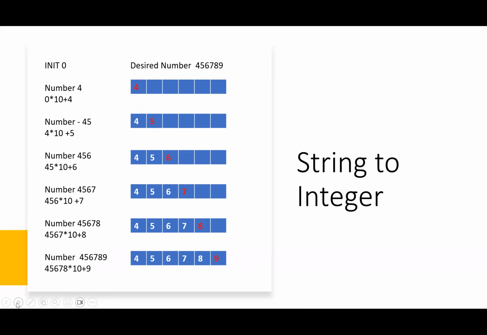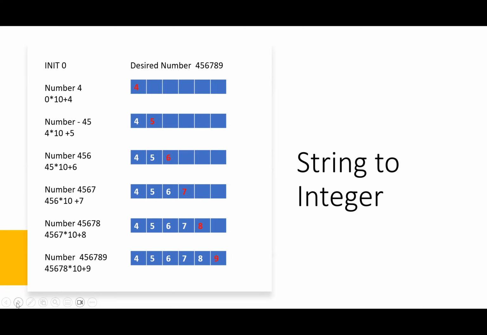Let's say the desired number is 456789. Because if there is no number we have to return 0, we initialize it with 0. Let's say the first character 4 is coming. We take the current number, which is 0, into 10 plus 4. Multiplying anything with 0 returns 0, and adding 4 obviously gives us the number 4.